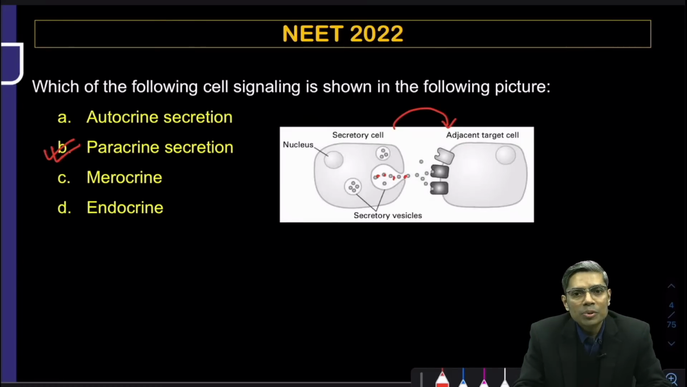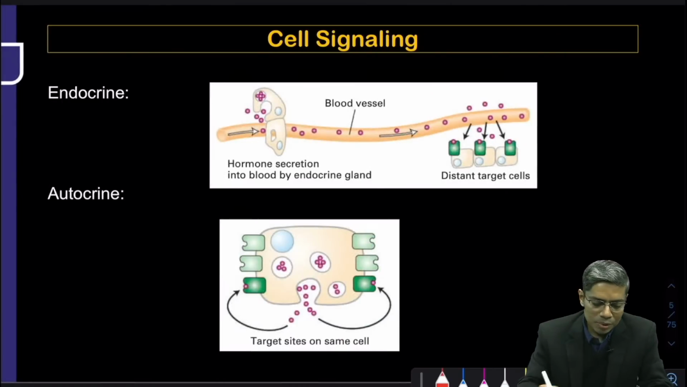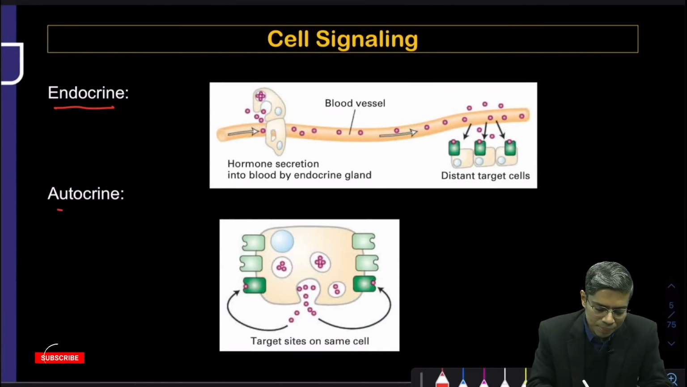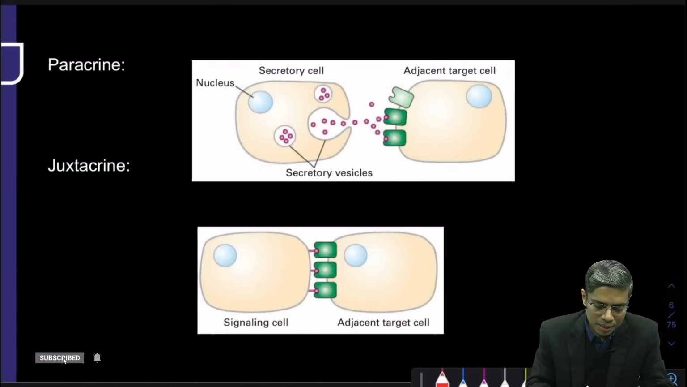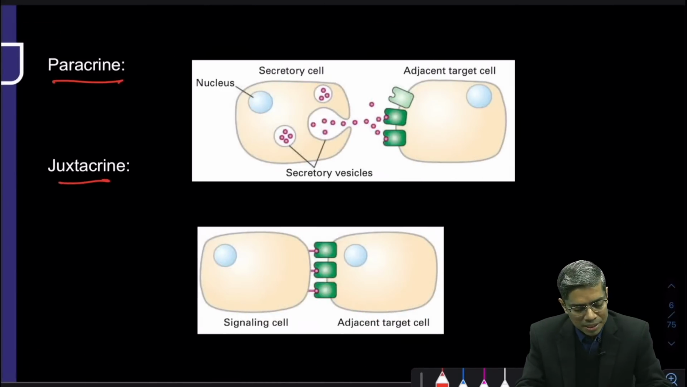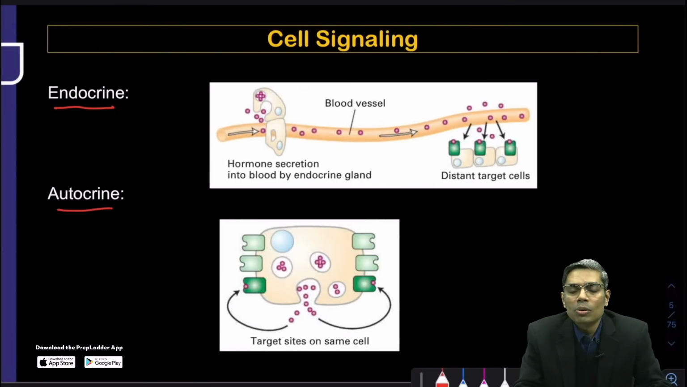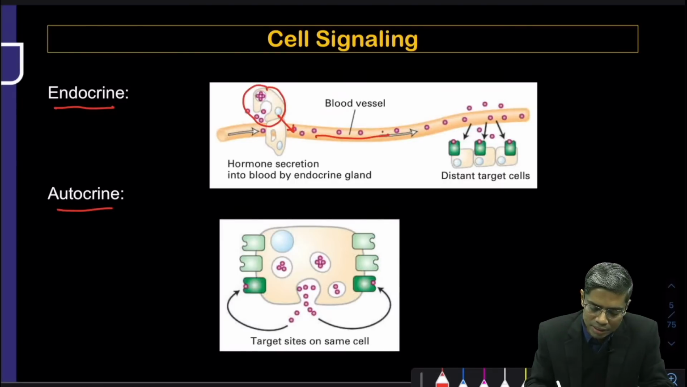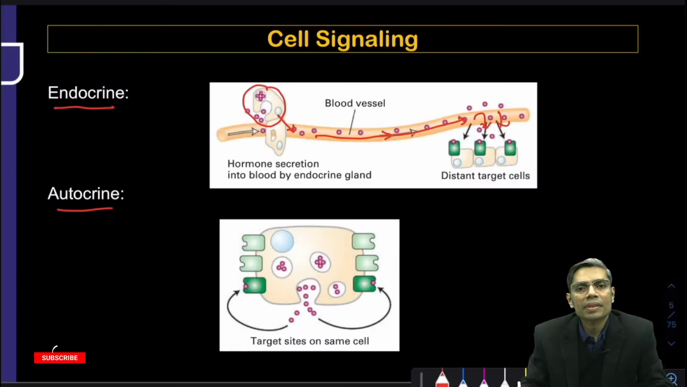What we have to read in this topic is that there are 4 types of signaling to remember. One is endocrine, one is autocrine, one is paracrine and one is juxtacrine. If you look at endocrine and autocrine signaling, from the name you can easily make out the meaning. Endocrine signaling means the gland secretes some product, and the product will travel through blood and work on a distant organ.